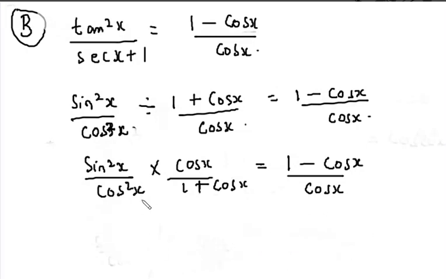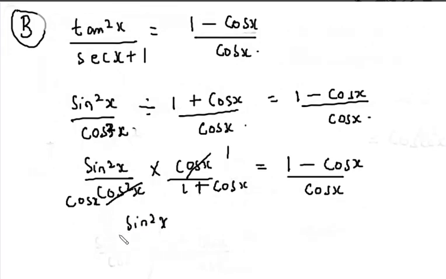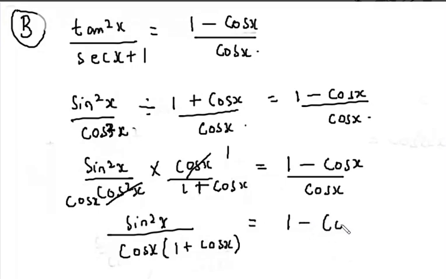So from here now, we know that cos x can go into itself once, and then cos x can go into cos x squared, cos x times. Okay, so this becomes sine square x divided by cos x over 1 plus cos x. Okay, so this is equal to 1 minus cos x over cos x.